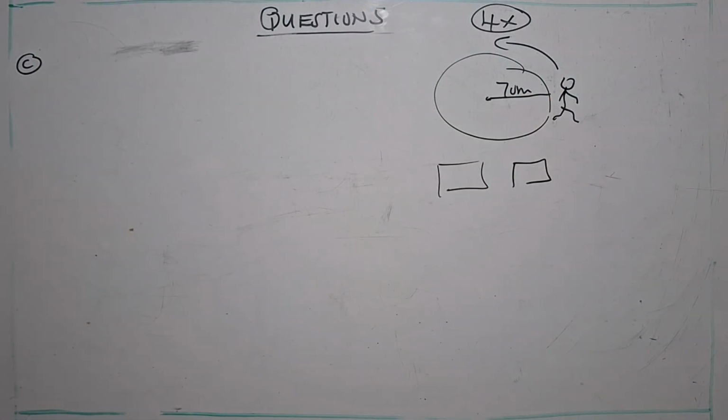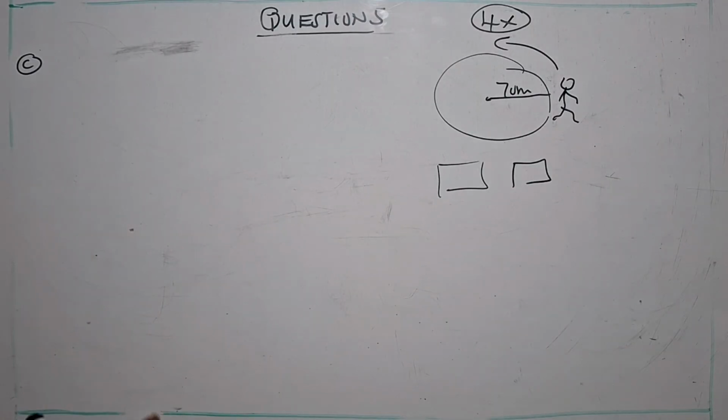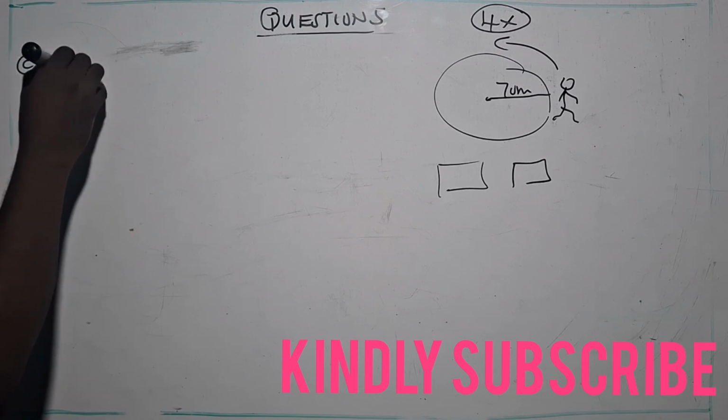So I'll treat circles in full. Here, they are just asking you to find the circumference. Find the circumference using this radius, then multiply your answer by 4. As simple as that. So this is what the question is asking you. They're asking you for the circumference.